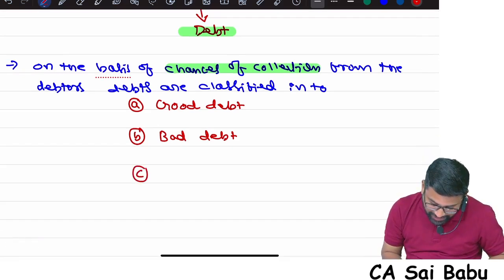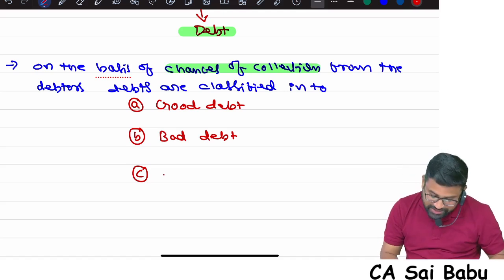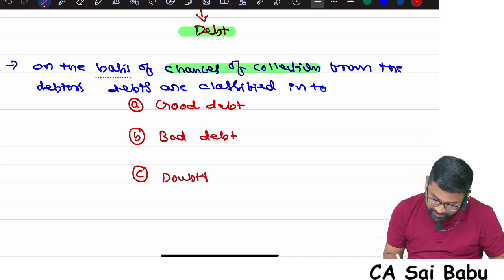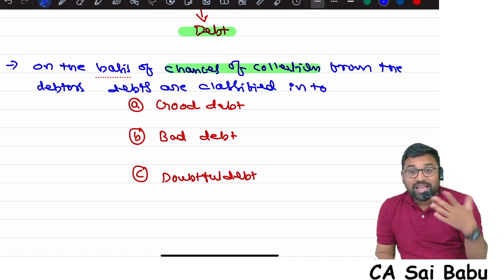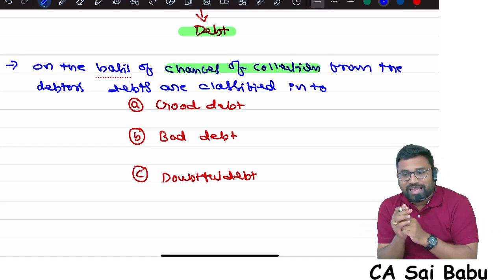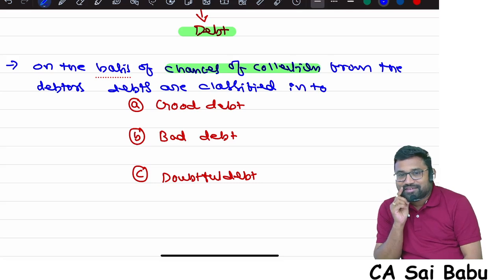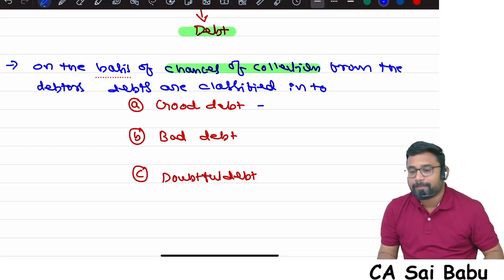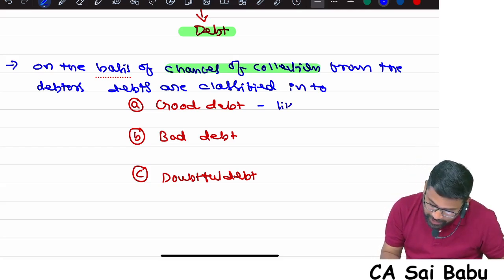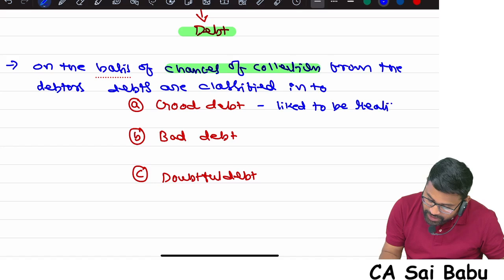But one category is there. Not good, not bad. It is doubtful debt. Doubtful debt means whether it will be collected or not, we don't know. We have a doubt. Collectability is not certain. We may get, we may not get. So, good debt means what, sir? Likely to be realized in full.